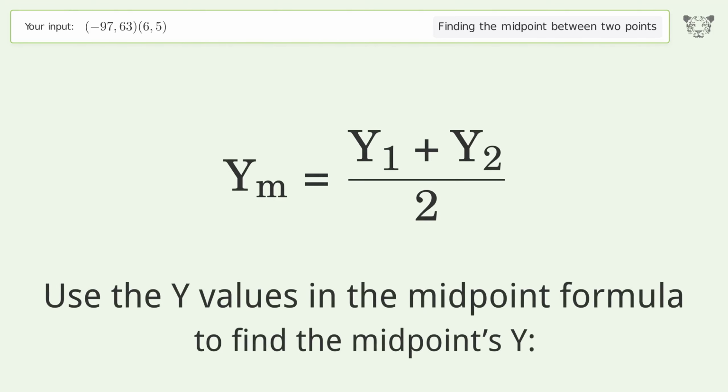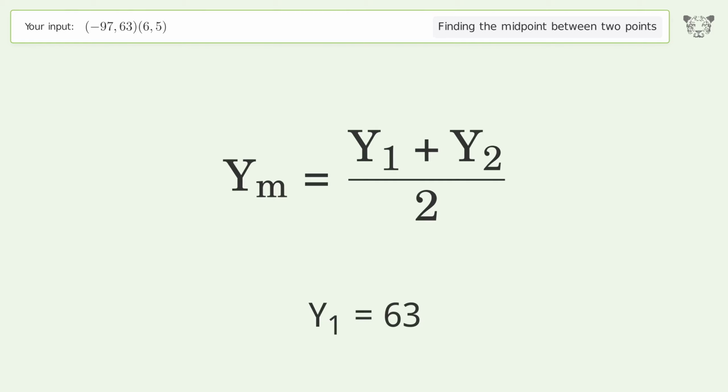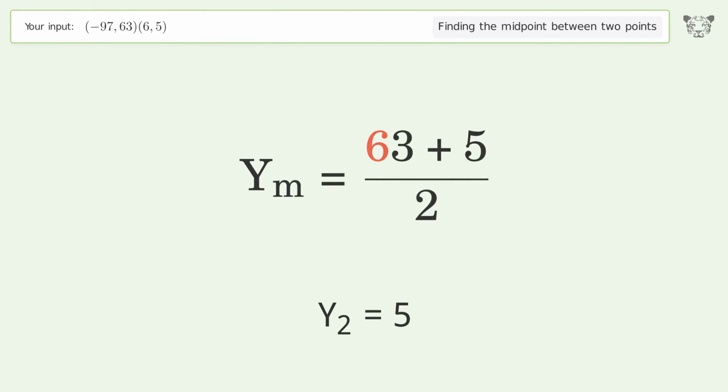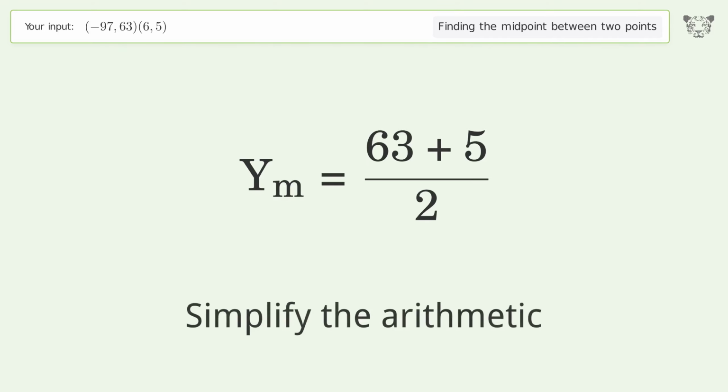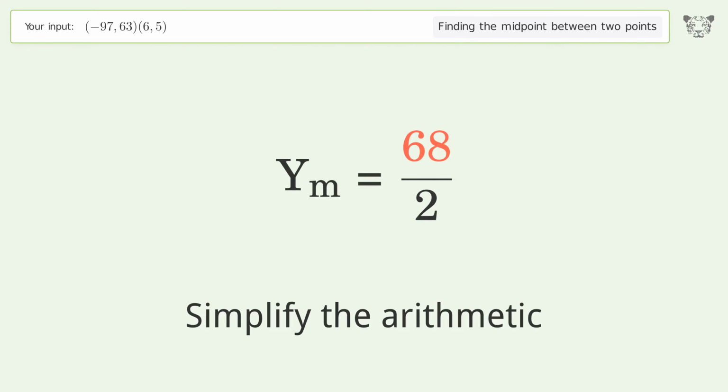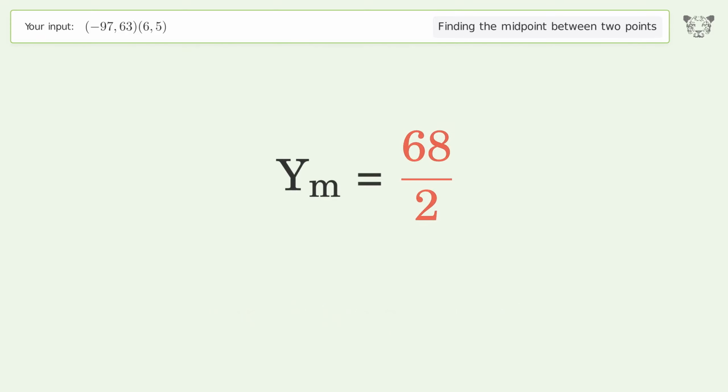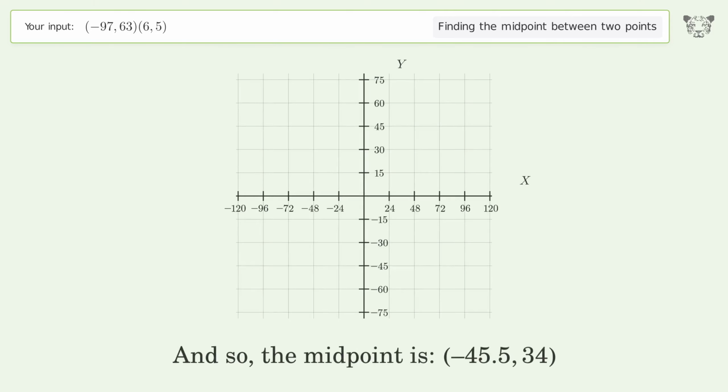Use the y values in the midpoint formula to find the midpoint's y. y1 equals 63. y2 equals 5. Simplify the arithmetic. And so, the midpoint is negative 45.5, 34.